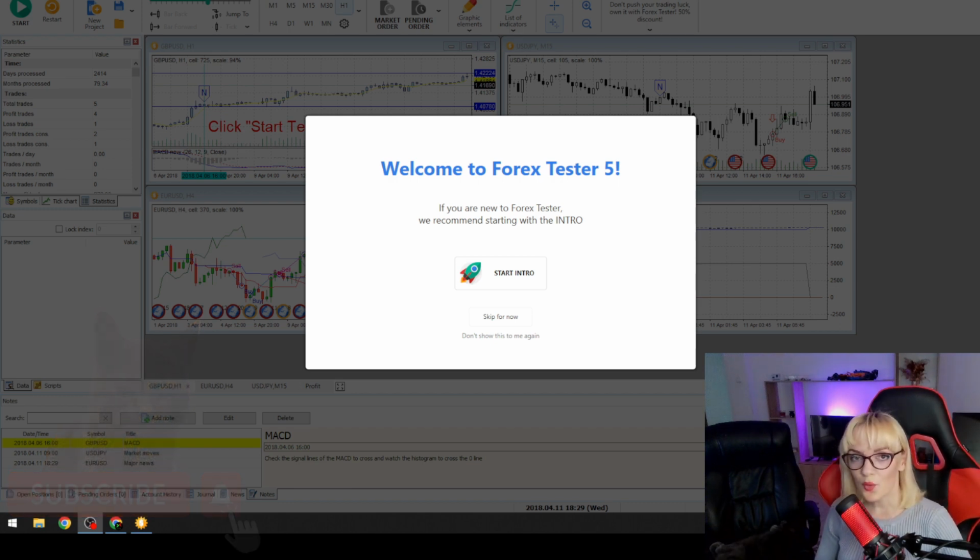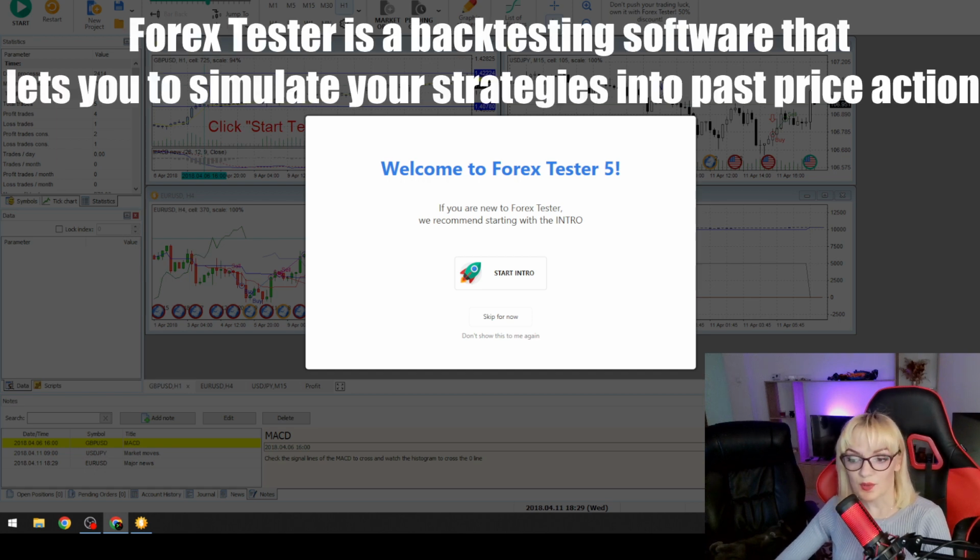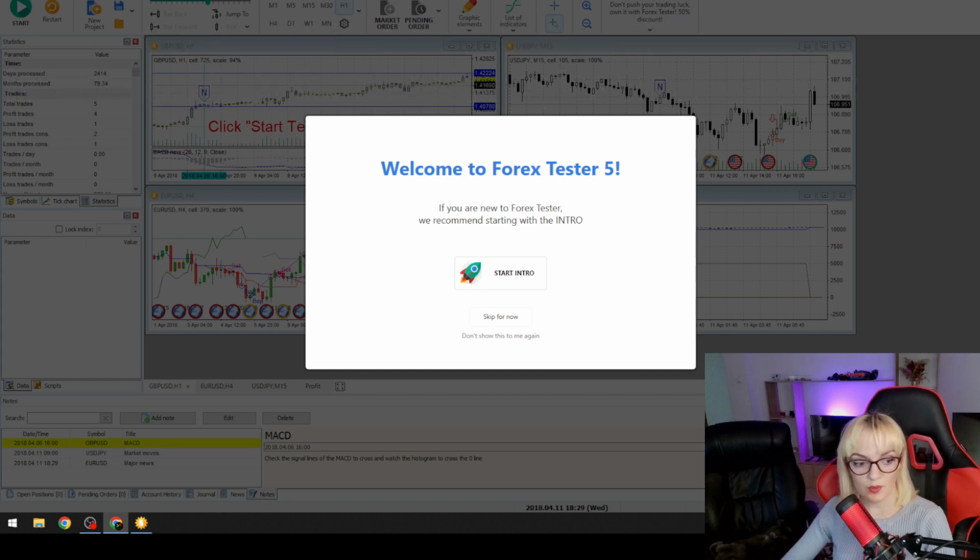As you probably know, Forex Tester is a backtesting software that lets you simulate your strategies on past price action, and it has a good database. You can backtest basically starting with 2003 with very good data analysis, so it has a better database than TradingView, for example, and this is why I decided to give a chance to this Forex Tester 5.